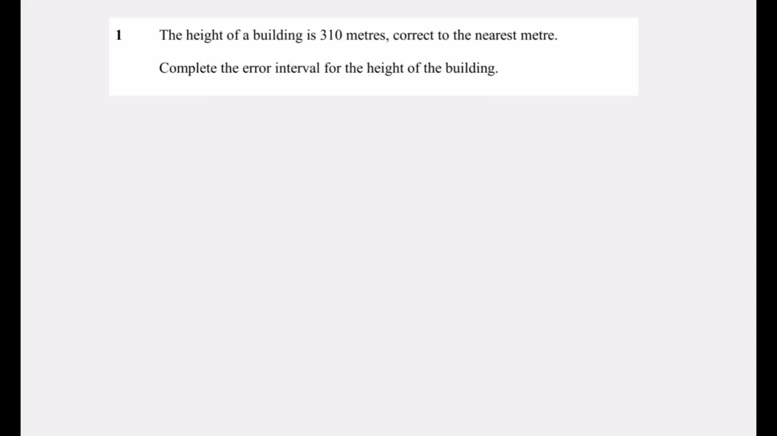Question 1. The height of a building is 310 meters, correct to the nearest meter. Write an error interval for the height of the building. So we've got 310 meters. 1 meter up, 311. 1 meter down is 309.